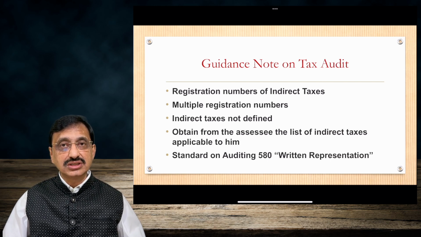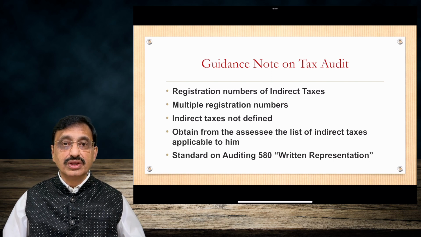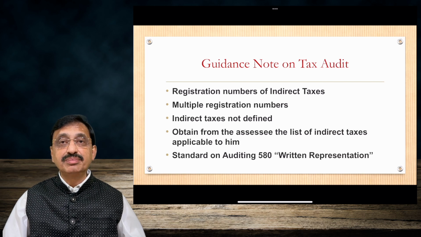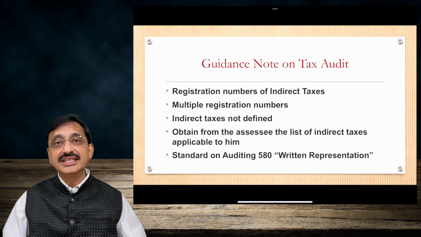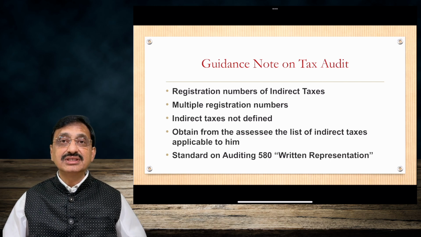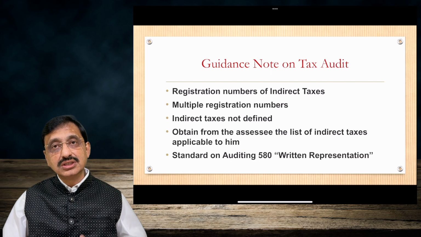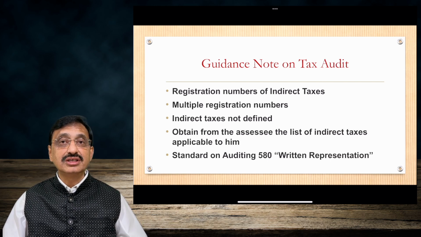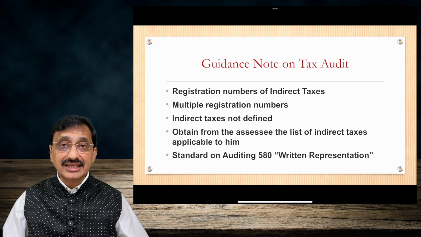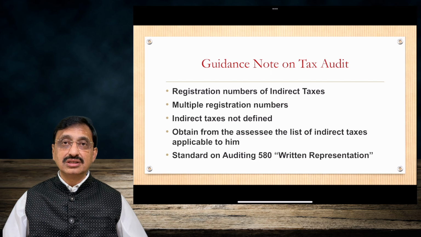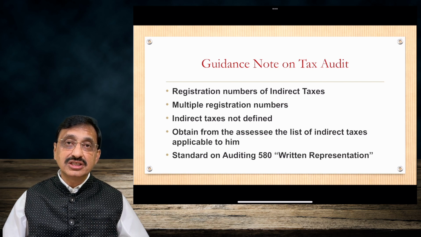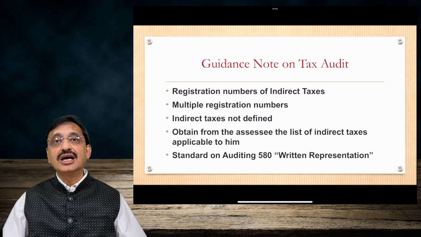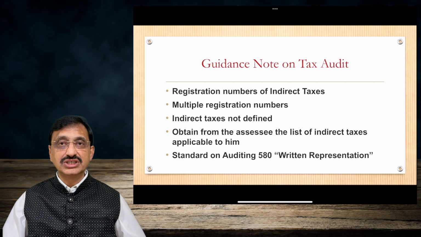Now, in these situations, whatever we have discussed till now, the auditor has to keep in mind the provisions of Standard on Auditing 580. SA 580 deals with written representations because the tax auditor, as per the guidance note, has to obtain what are all the indirect taxes that are applicable to the SSE. This information is to be collected by the tax auditor from the SSE. So the tax auditor is obtaining written representations. Whenever the question of written representations arises, the auditor has to refer to SA 580, which deals with written representations.